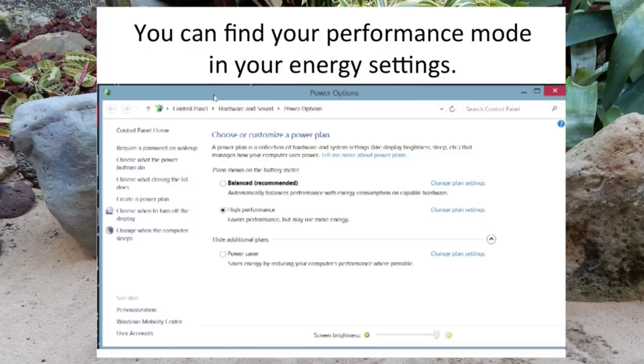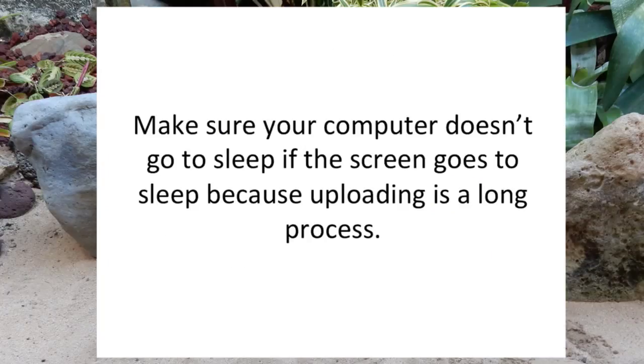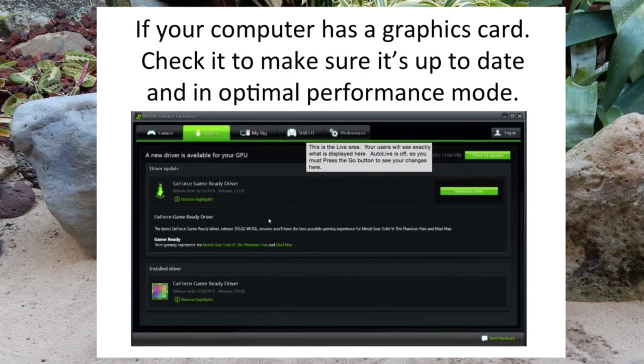In the performance settings, you go to your energy settings, you go to high performance mode, and this is also where you could probably check that it doesn't go to sleep in the event the screen goes to sleep. Now, if your computer has a graphics card, make sure that's up to date, and you can check the settings in there to make sure it's in high performance mode.